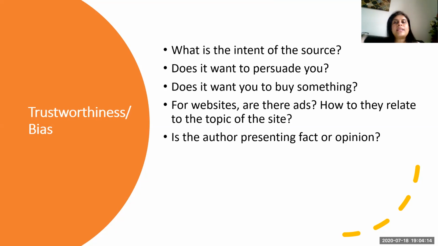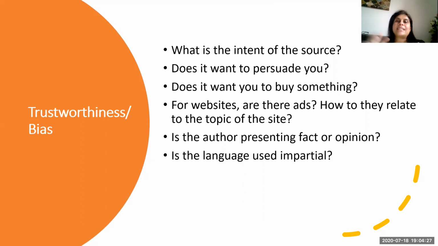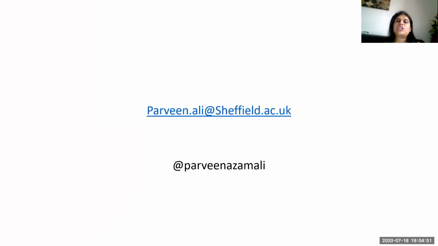Is the author presenting facts or opinions? Are they talking about just their opinions as they believe about something, or are they talking about facts and figures and providing you reliable information? Is the language used impartial? Are they trying to take sides of one or the other, and you can see the bias in their opinion? That's the sort of information that you are trying to explore when you're reading a source and trying to make sense of the information presented by them. That source could be a journal article, a book, a website, any source of evidence that you're reading. These are the kind of questions that you should ask yourself.